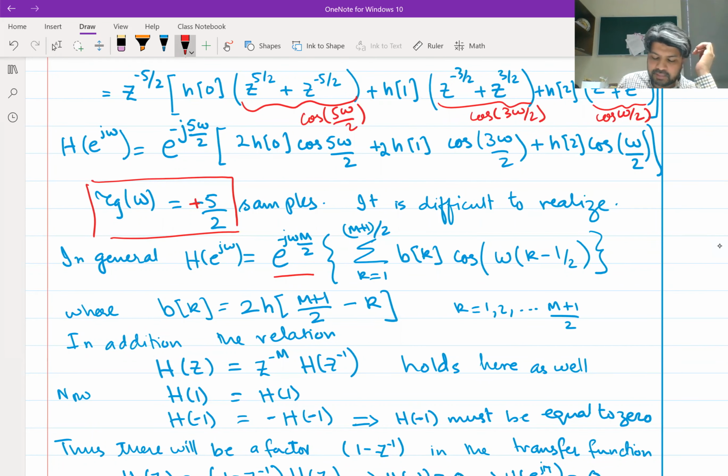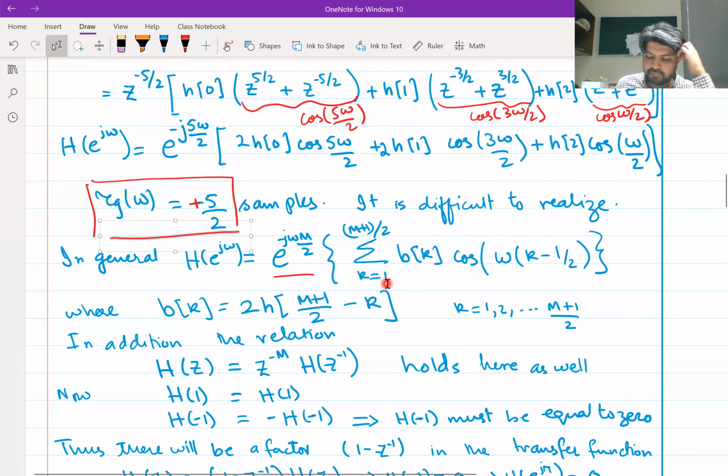In general, you can write your h of e to the power j omega as e to the power minus j m omega by 2, right? m आपका 5 था इधर, ठीक है, यहाँ पर आपका m 5 था, यहाँ पर m 5 की जगह m by 2 m आ गया. ठीक है, and then you represent it as, ये जो cos वाली terms हैं, यहाँ पर m आपका 5 है. ठीक है, तो आप इसको लिख सकते हैं, this is 1 by 2, so this is 1 minus half, this is 1 minus half, this is 2 minus half, this is 3 minus half.